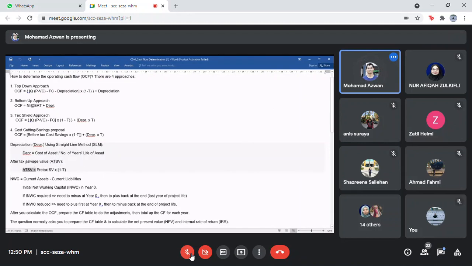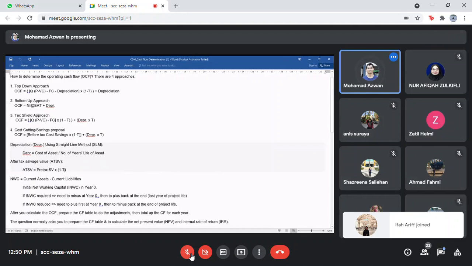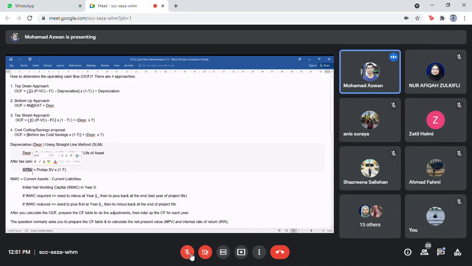But we have to take it after tax. For example, if the company sells the fixed asset at the end of the project for 50,000, that is the before-tax or pre-tax value. And then the company has to calculate after tax, where we just multiply with 1 minus tax, to get the after-tax salvage value or ATSV.